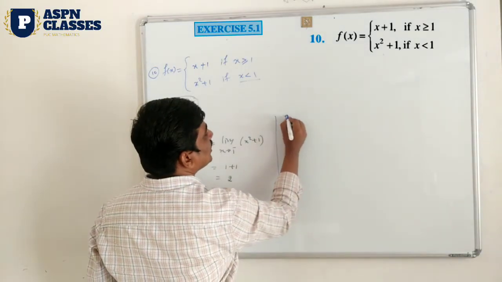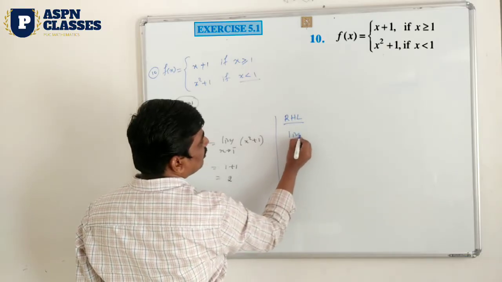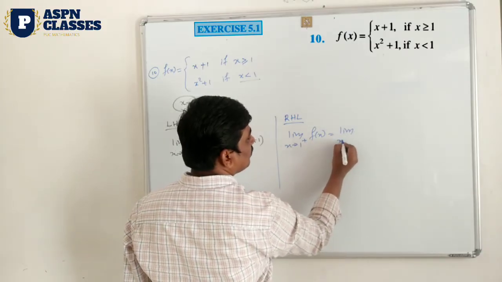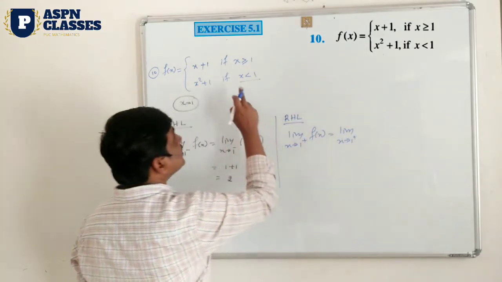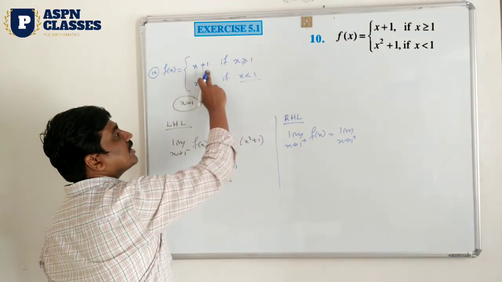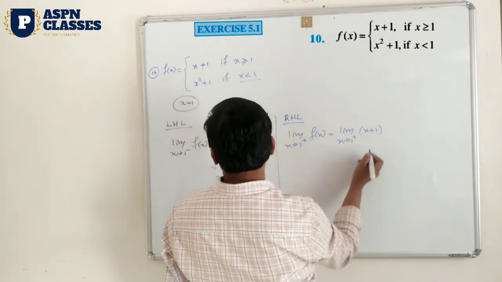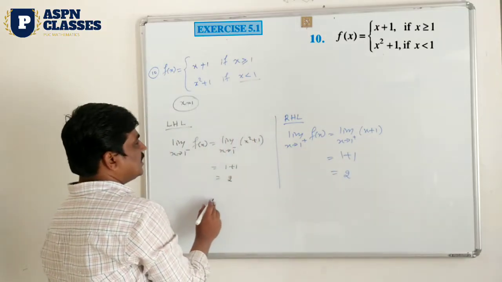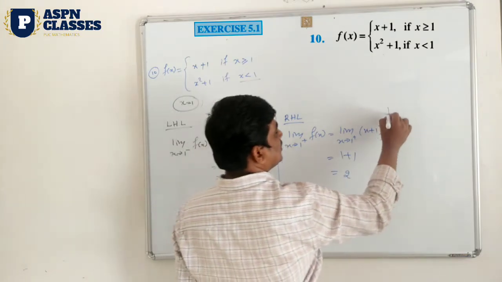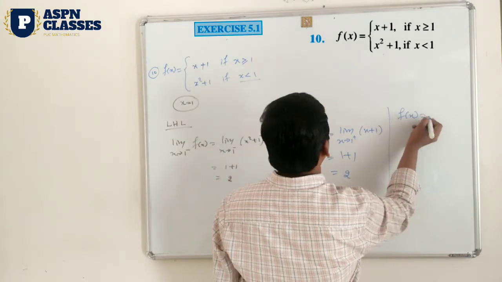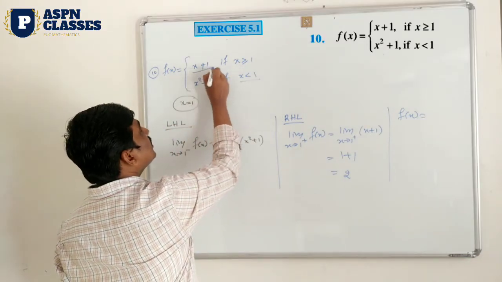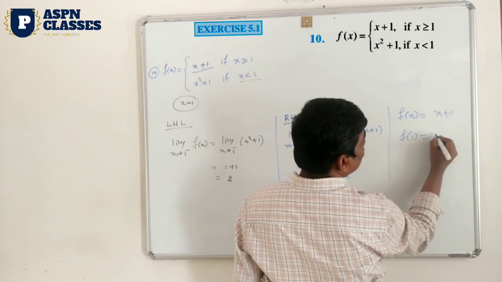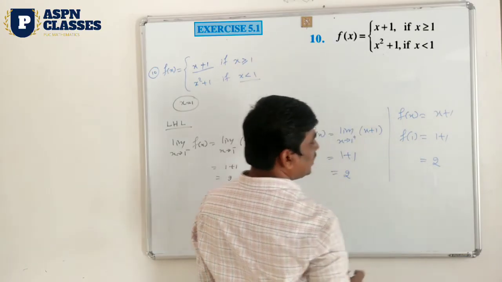Similarly you may also find the RHL. The limit as x tends to 1 plus of f of x is equal to the limit as x tends to 1 plus of, here is the greater than condition, x plus 1. Write x plus 1. Now apply 1 plus 1, and you get the answer 2. So the LHL limit and RHL limit are the same, and the last result, the function f of x is x plus 1, and applying x equals 1, it means 1 plus 1, that result is also 2.